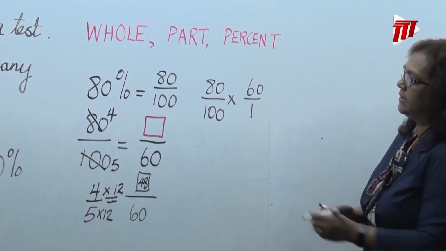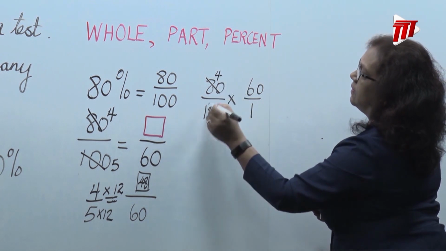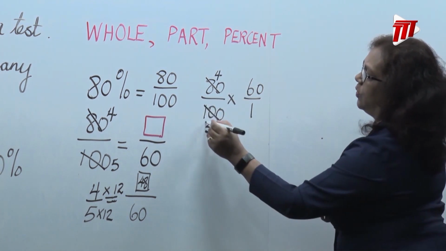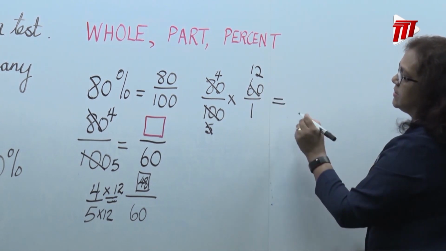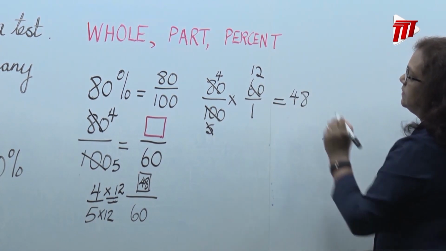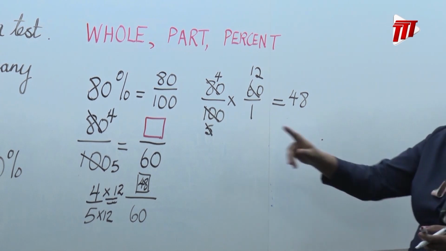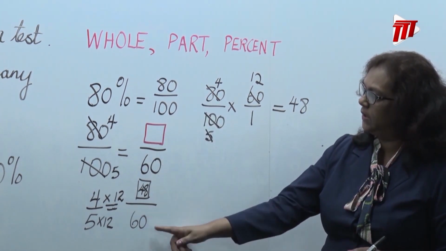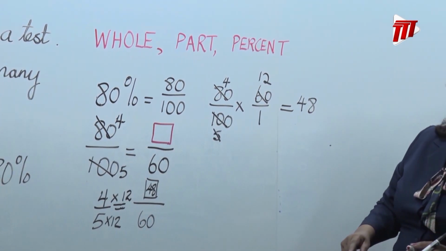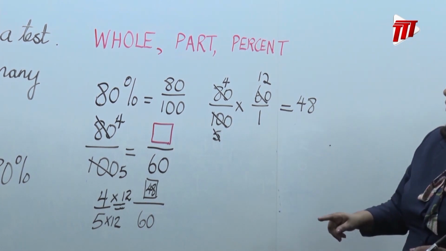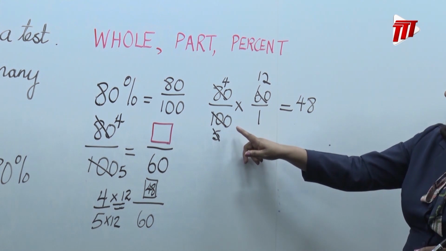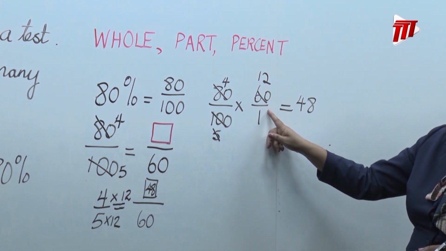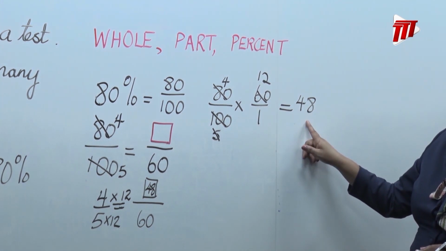And when we calculate this, we are going to get our answer, which is 48. So there are both ways we can work it. We can simply use the equivalent fraction, or as we are accustomed, we can do finding the 80%, multiplying by the whole, and then getting the part.